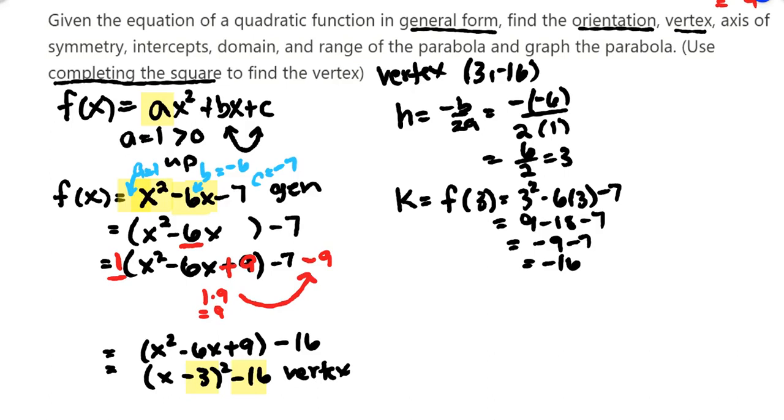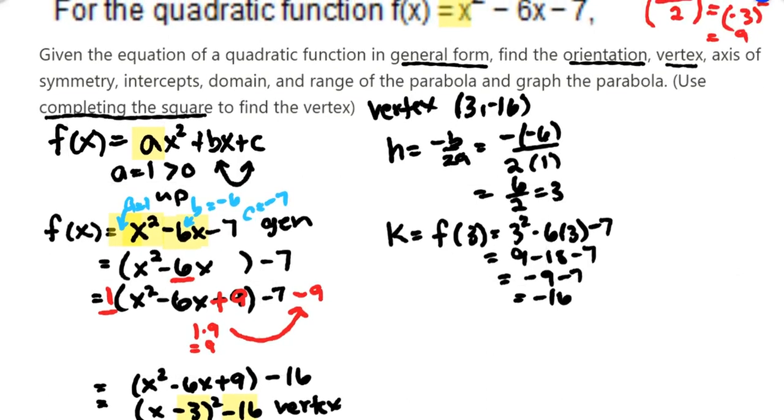So we found the orientation and the vertex. Now we want to find the axis of symmetry. For a parabola, if you draw a vertical line that passes through the vertex, you get a line of symmetry. Around this vertical line, the parabola is symmetric on both sides. So what we need to know is the vertex in order to state what the axis of symmetry is.